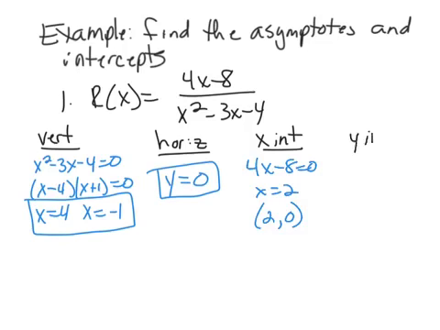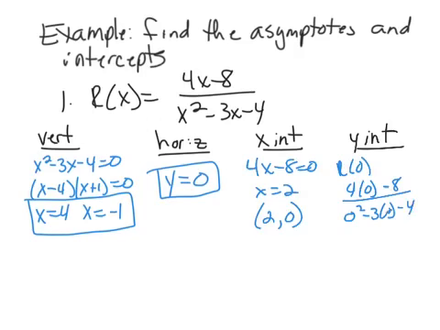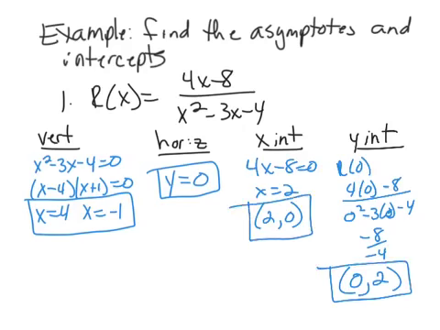And then finally the y-intercept. The y-intercept is the value of the function when x is 0. So if I'm evaluating r of 0, that means I have 4 times 0 minus 8 all over 0 squared minus 3 times 0 minus 4. You end up with negative 8 over negative 4, and that value is 2. So as a coordinate, it's (0, 2). So these are the 4 items that you had to find.